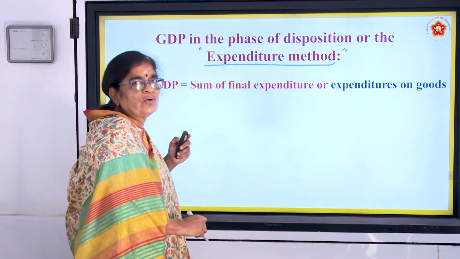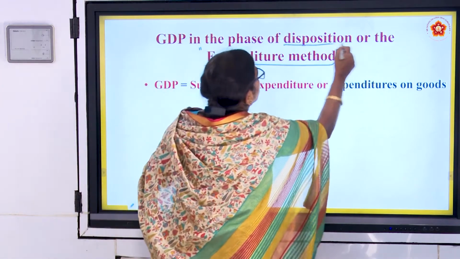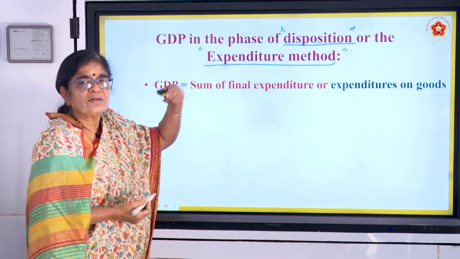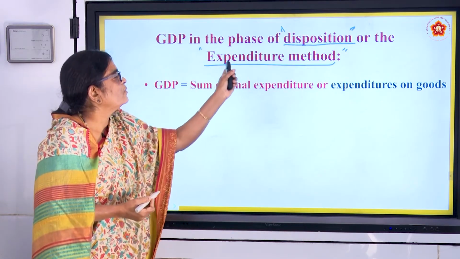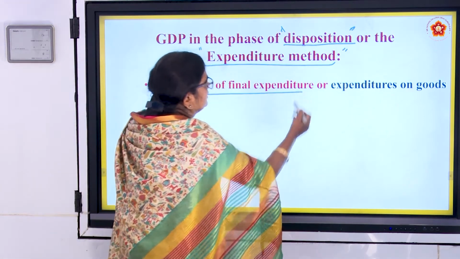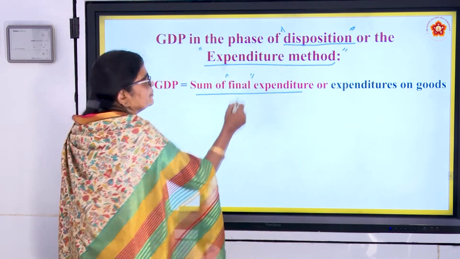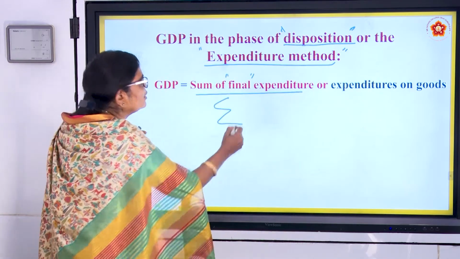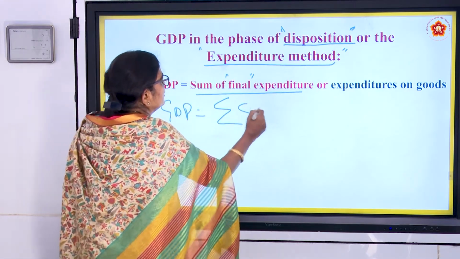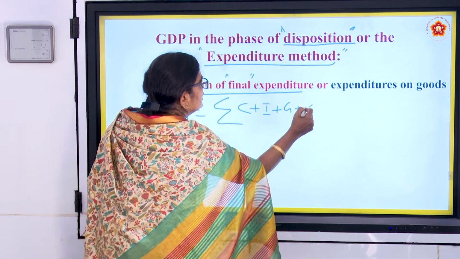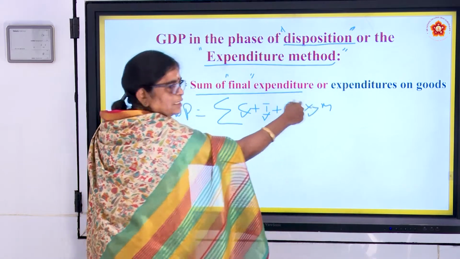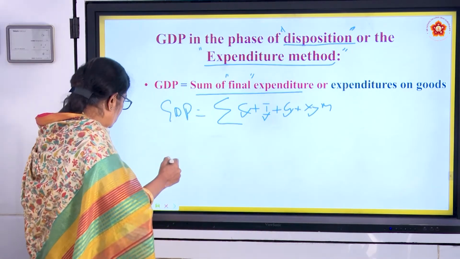The expenditure method is also called the disposition method. When you sell it, how much are you getting for those items? That is called expenditure, or we can say the disposition method. GDP is equal to the sum of final expenditure. Why do we say final expenditure? Sum means you are adding all the expenditures. We have seen that GDP is nothing but C plus I plus G plus X minus M. We are summing consumption expenditures, government expenditures and net export expenditure. That is why it is called summation.